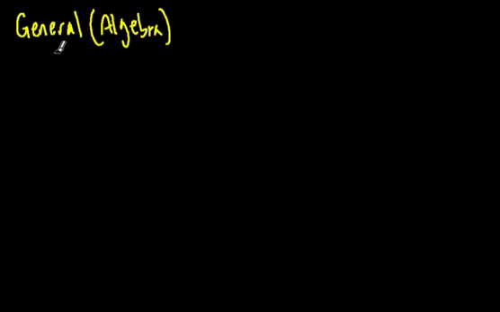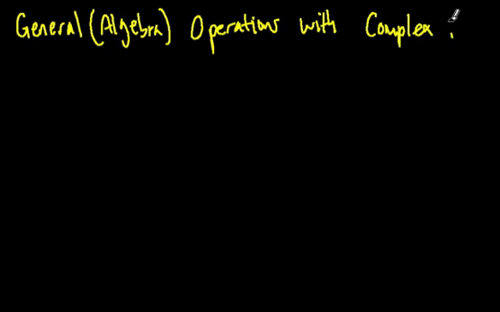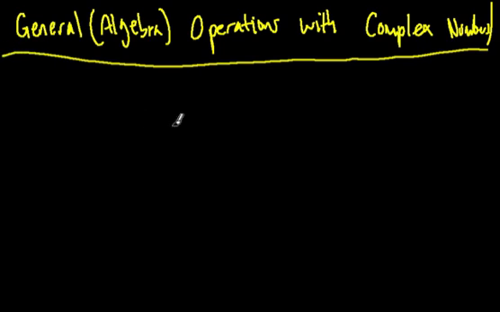We're going to look at the general cases. So in general, using algebra, that's usually what we're talking about when we refer to general. So general operations, in terms of algebra, the operations with complex numbers. In other words, what does it look like when we add, subtract, multiply, or divide any group of complex numbers? Well, we'll start with addition and subtraction, and we'll see they're very similar.